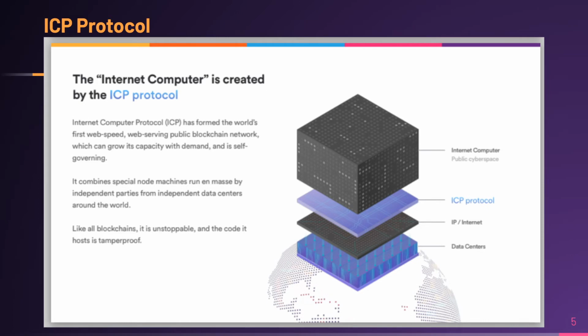Internet Computer Protocol has formed the world's first web-speed, web-serving public blockchain network, which can grow its capacity with demand and is self-governing. It combines special node machines run by independent parties from independent data centers around the world. Like all blockchains, it is unstoppable, and the code it hosts is tamper-proof. The Internet Computer is basically where all these services are going to be coming from, which is a public cyberspace. Then the layer you have next is the ICP protocol. Under that is the internet, and then under that would be the data center.